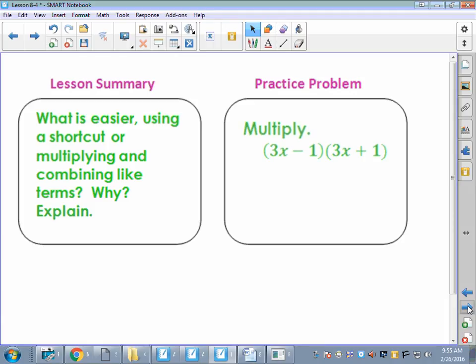And here's your practice problem. I notice I've got the same terms, a 3x and a 1, with opposite signs in the middle, product of a sum and difference. You should get a binomial for your final answer for this one.